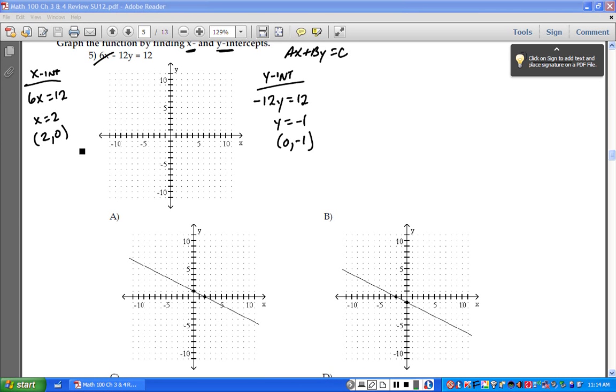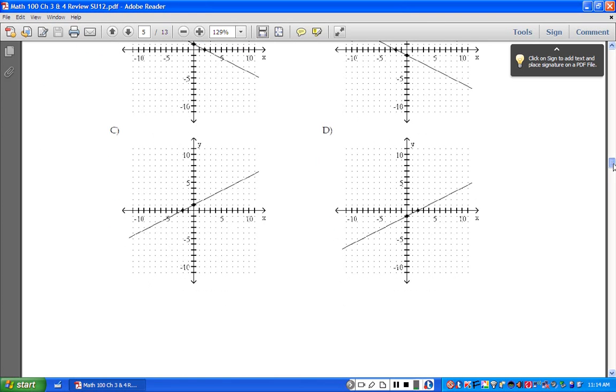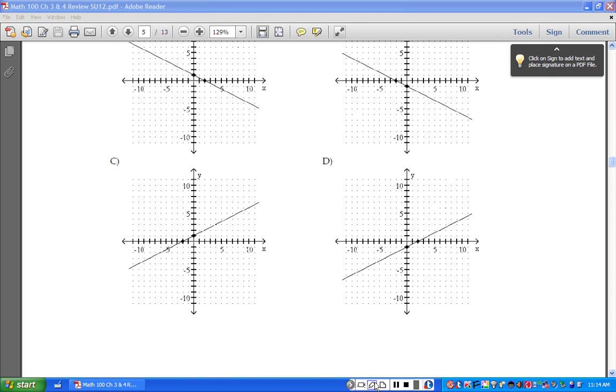So you go for your x-intercept on the x-axis over 2, 0. Y-intercept on the y-axis down 1. And then connecting the dots, there you have it. That would be your graph for number 5. And the answer to number 5 is D.